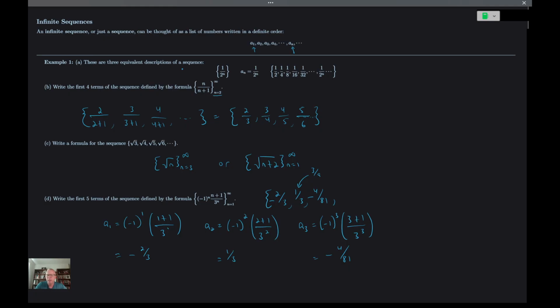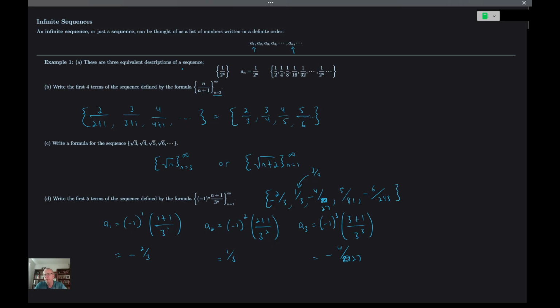So the pattern: the numerator seems to be going up. So you've got 2/3, 3/9, 4 over 27. So the next one is going to be 5 over something. And then the denominator is going 3, 9, 27. So the next one will be 81. So 3 to the first, 3 to the second, 3 to the third, 3 to the fourth. And then the signs go negative, positive, negative, positive, so the fifth term will be negative. The numerators go 2, 3, 4, 5, 6, and then 3 to the fifth, which will be 243.